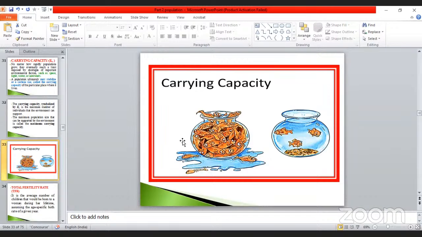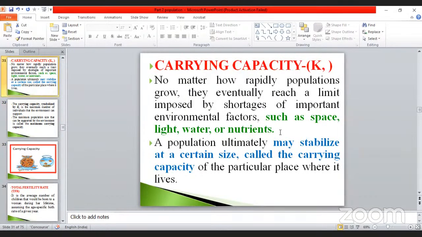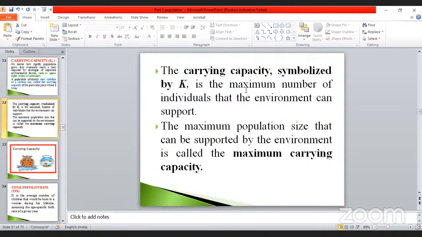So you can carry 10 kg. Suppose you are getting more than 10 kg, what happened? You will not be able to carry it, isn't it? It leads to some physical difficulties. That is called carrying capacity. Once again, what is the meaning of carrying capacity? The carrying capacity, symbolized by K, is the maximum number of individuals that the environment can support. The maximum population size that can be supported by the environment is called the maximum carrying capacity.